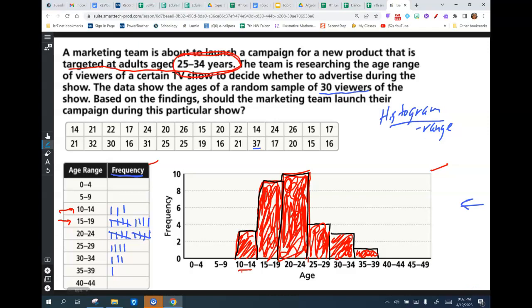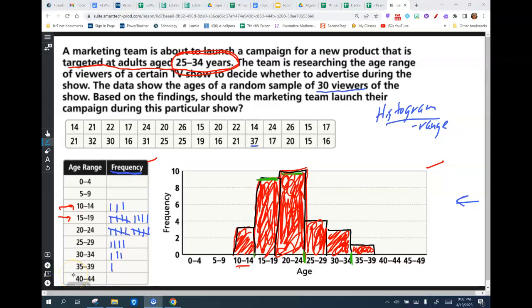So we look at 25, let me go in a different color. We went from 25 to 34. Should it be during that time? No. If I'm going to target a show to that group, I want to go at a different time, because right now, look, your biggest intervals go from 15 to 24. So this is not when they want to do it, so this would be a no.